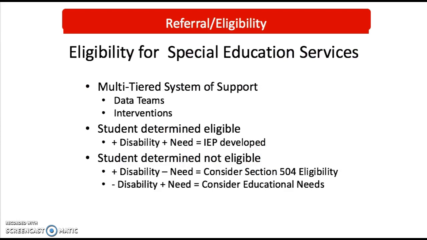Eligibility for special education services is determined through a multi-tiered system of support. Grade levels meet in data teams to discuss their current data and make data-based decisions for interventions. Should a student not make progress in interventions, the team may decide they want to refer to EC. Also, at any time, if a parent has concerns, they may also make a referral to EC. If a student is determined eligible, then an IEP is developed.